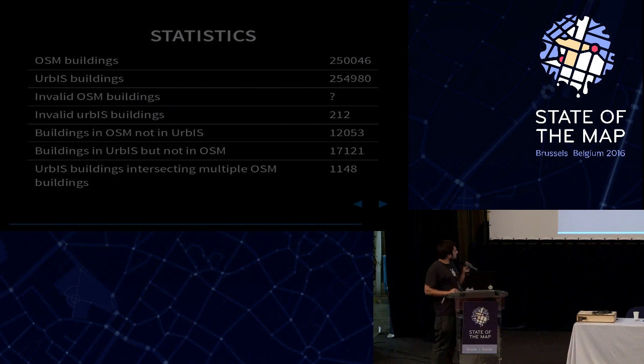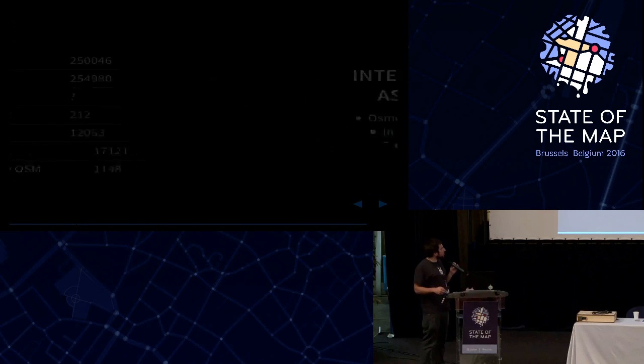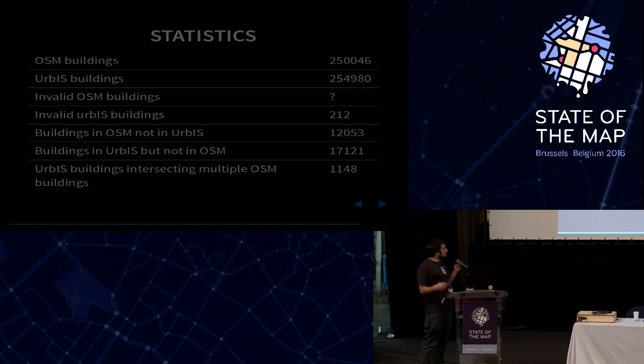Buildings in OSM but not in Urbis, it's 12,000. Buildings in Urbis but not in OSM, it's more than 17,000. And Urbis buildings intersecting multiple OSM buildings, it's 1,000. So there is a lot of work. There are a lot of indications, and then we have to check if we have to correct OSM.